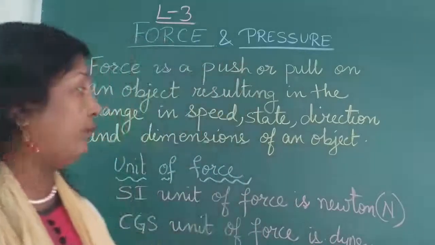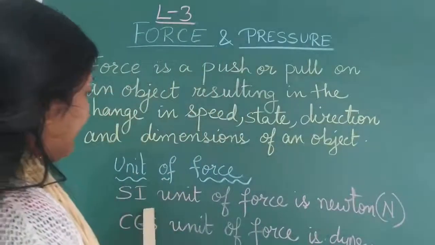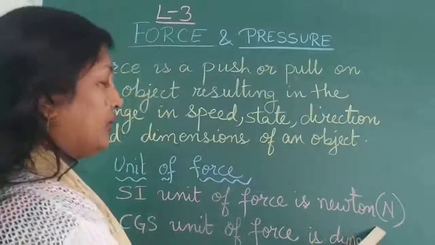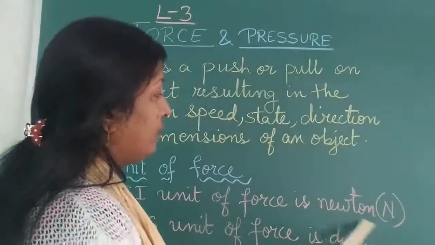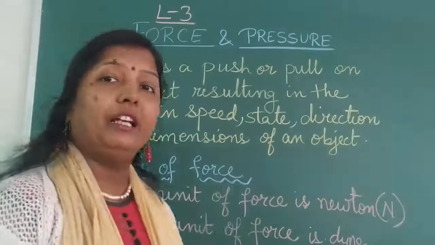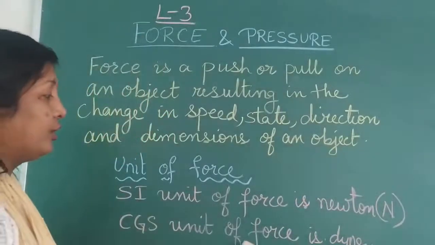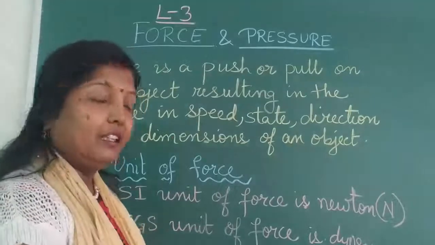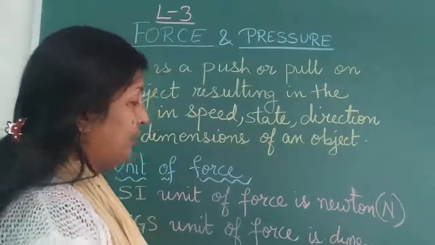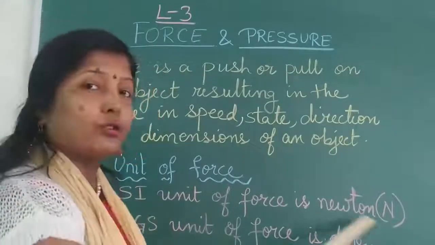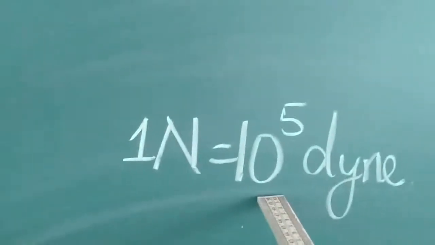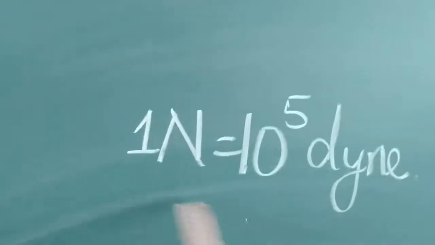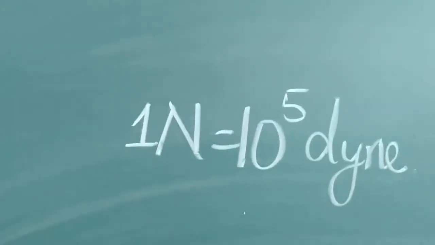What was the unit of force? The SI unit of force is Newton, named after the scientist Newton, and therefore we have the symbol as capital N. The CGS unit of force is dyne. There is no symbol for dyne, so we write the full form. Again, this is also the name of a scientist. 1 Newton is equal to 10 to the power 5 dyne. This is the relationship between Newton and dyne.